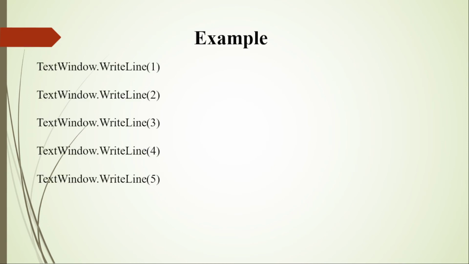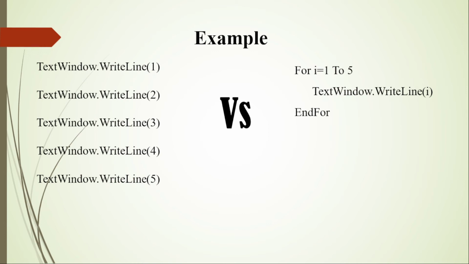Suppose we want to print 1 to 5 numbers, then we use TextWindow.WriteLine 1, TextWindow.WriteLine 2, TextWindow.WriteLine 3, and so on, as many times as the numbers we need. But when we use the For loop: For I = starting value To ending value, then we print TextWindow.WriteLine(I), EndFor.